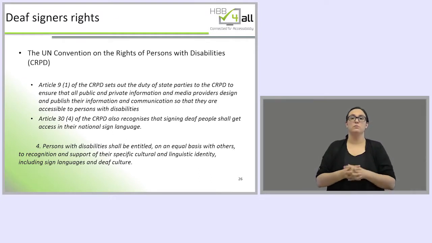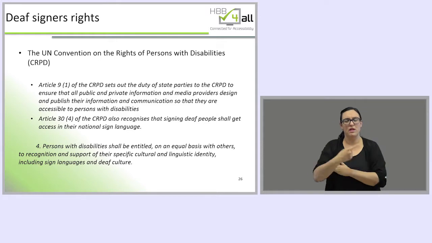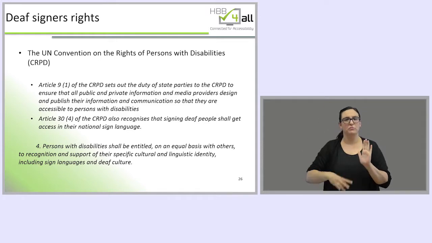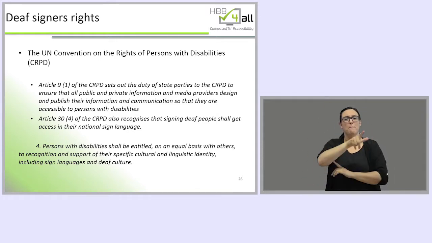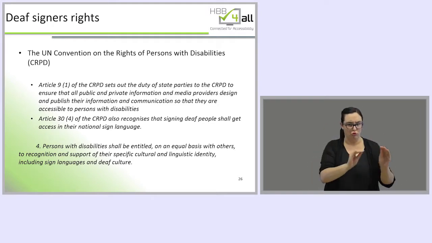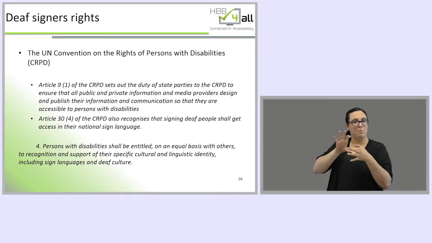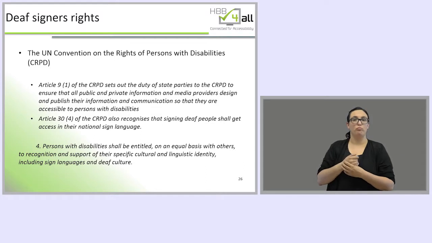The UN Convention of the Rights of Persons with Disabilities, the CRPD, recognizes the right of deaf people to access information using their cultural and linguistic communication system, that is, their own national sign language. So here you find the articles that specifically tackle this topic. You can read through them.